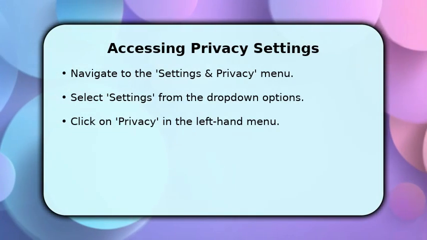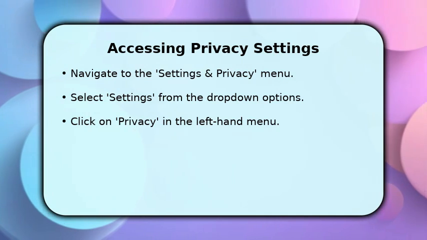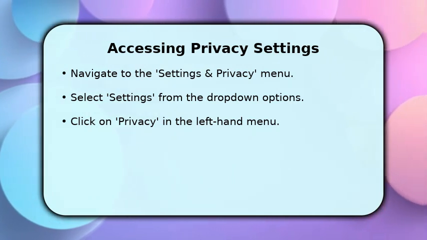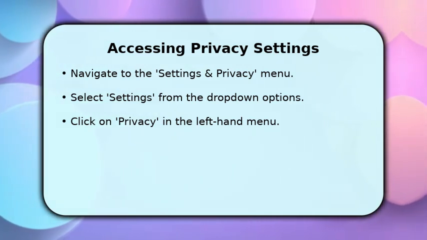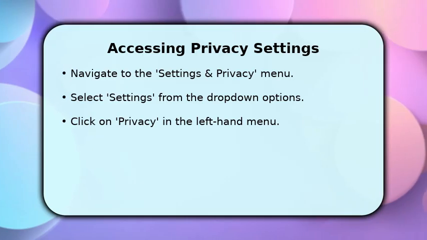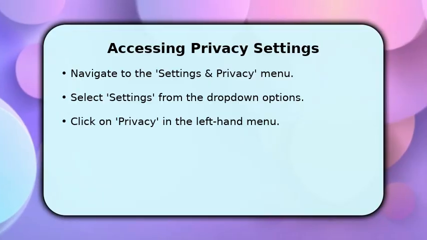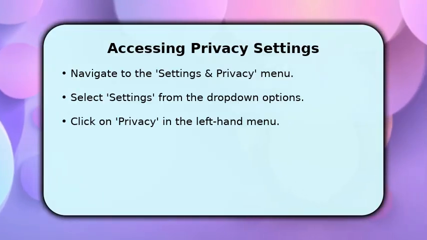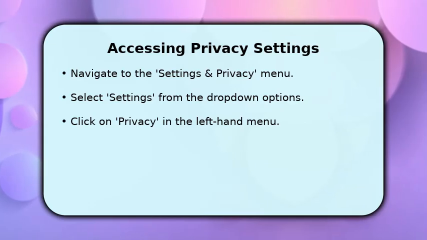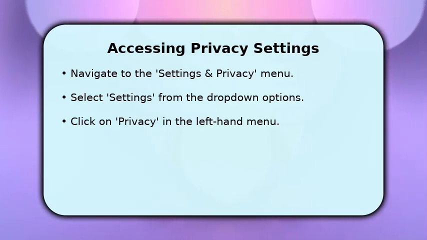To begin, open your Facebook application or website. Look for the menu icon, usually 3 horizontal lines or a downward arrow, and click it. From the drop-down, select Settings and Privacy, then choose Settings. On the left side of the screen, you will find a list of options. Click on Privacy. This section is your central hub for controlling who sees your information.